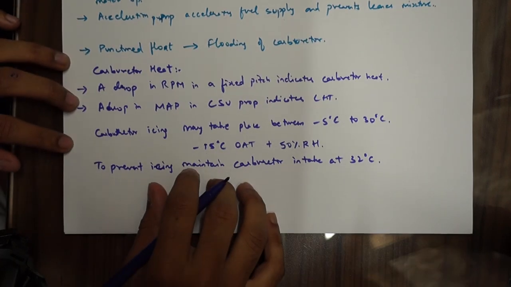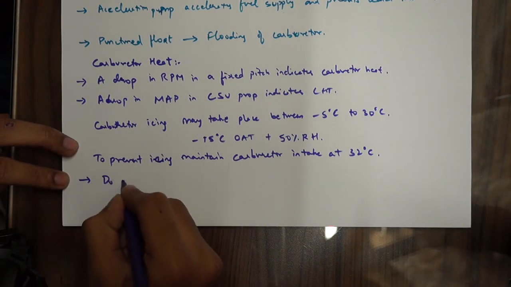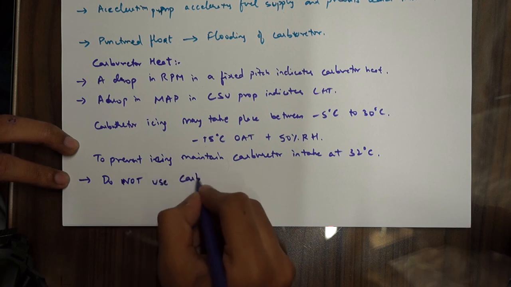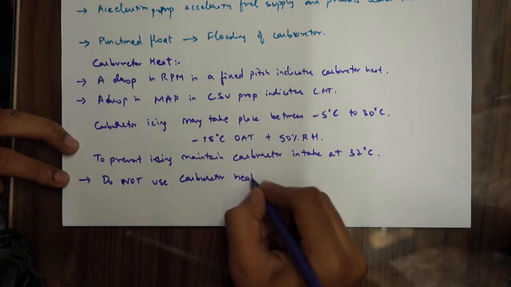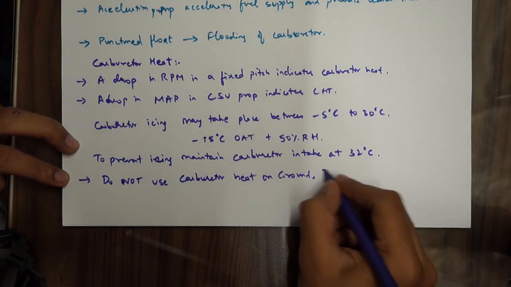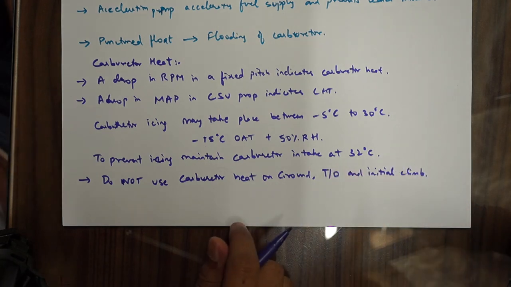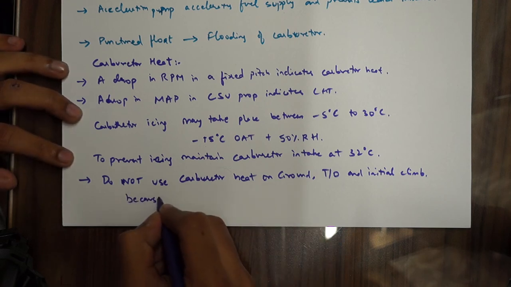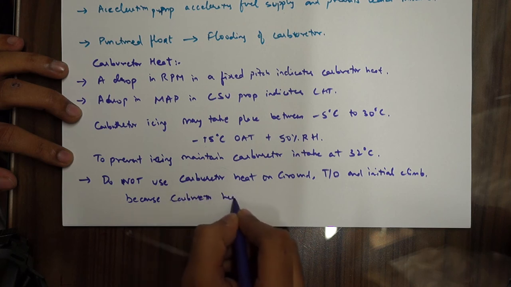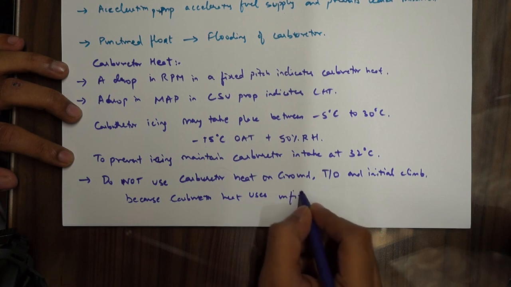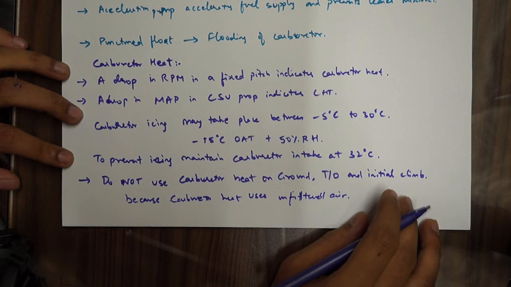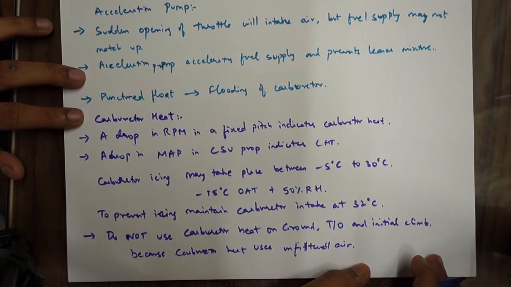Most important point here I would like to mention is, do not use carburetor heat on ground, takeoff and initial climb. Okay, because carburetor heat uses unfiltered air, and this results in loss of power, which is what you absolutely do not want at these critical stages of flight, that is takeoff, initial climb, and of course on ground while taxiing around. So you do not want that to happen.